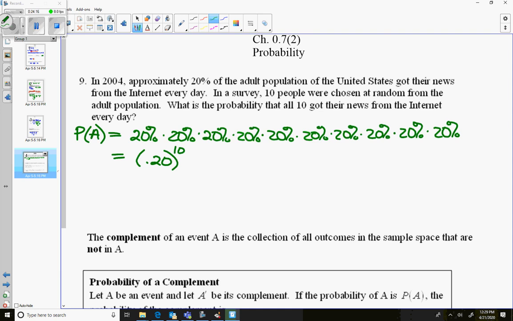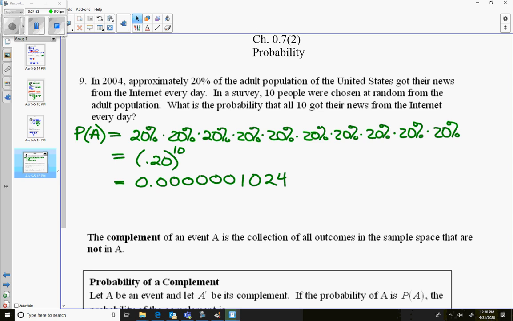Because what if they surveyed 1,000 people? I definitely don't want to be writing 20% 1,000 times. It's just simply 0.20, 20%, for the 10 people to the 10th power. So let's see, 1, 2, 3, 4, 5, 6. Well, that should have been obvious. 1, 2, 3, 4, 5, 6. 1, 0, 2, 4. Again, just writing the answers that I already have here. Okay.